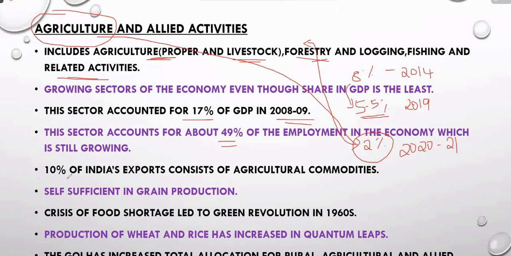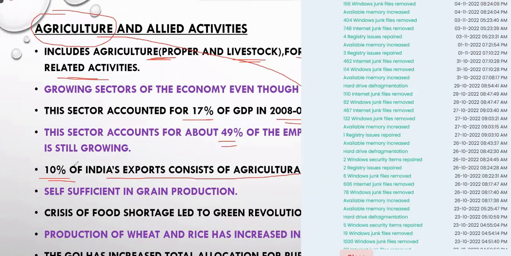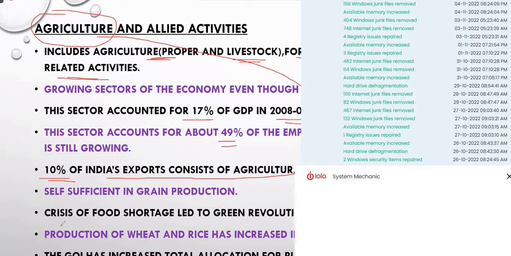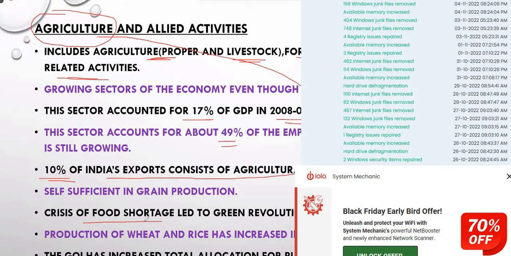Coming back to this, this sector accounts for 49% of the employment in the economy. And you can see 10% of India's exports consist of agricultural commodities. So we are good in exporting agricultural products. Then there was a crisis of food shortage, which gave the introduction to the Green Revolution.